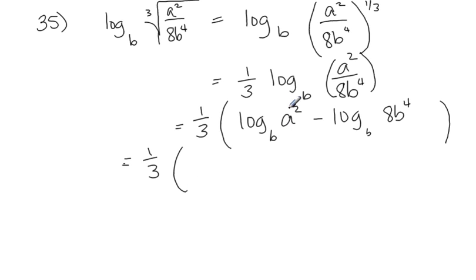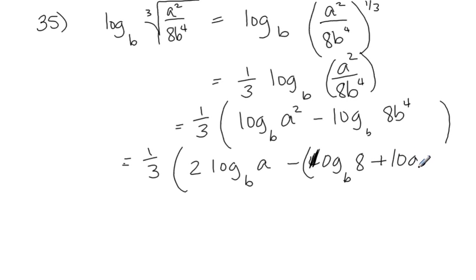I'm going to again use the power rule, which would bring the 2 out front. So 2 times log base b of a minus, and actually on this one, as I separate it, this is a product, so I'm going to have to use the product rule. So that would be minus log base b of 8, product rule would be plus, sorry, that looks like a 4, plus log base b to the 4th.